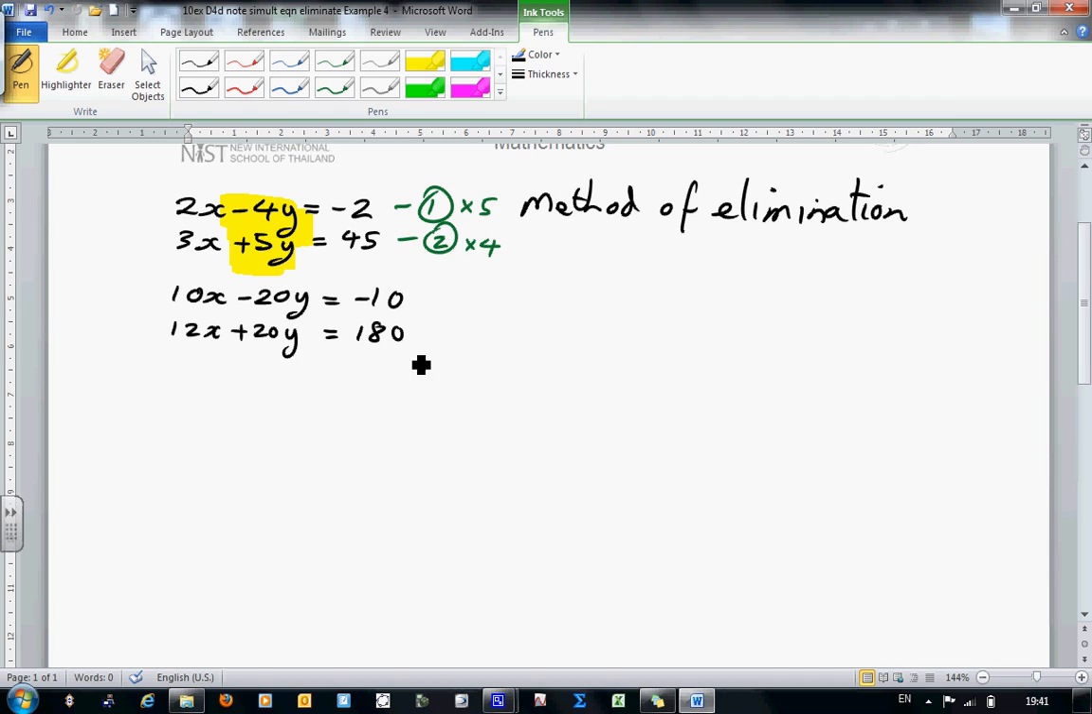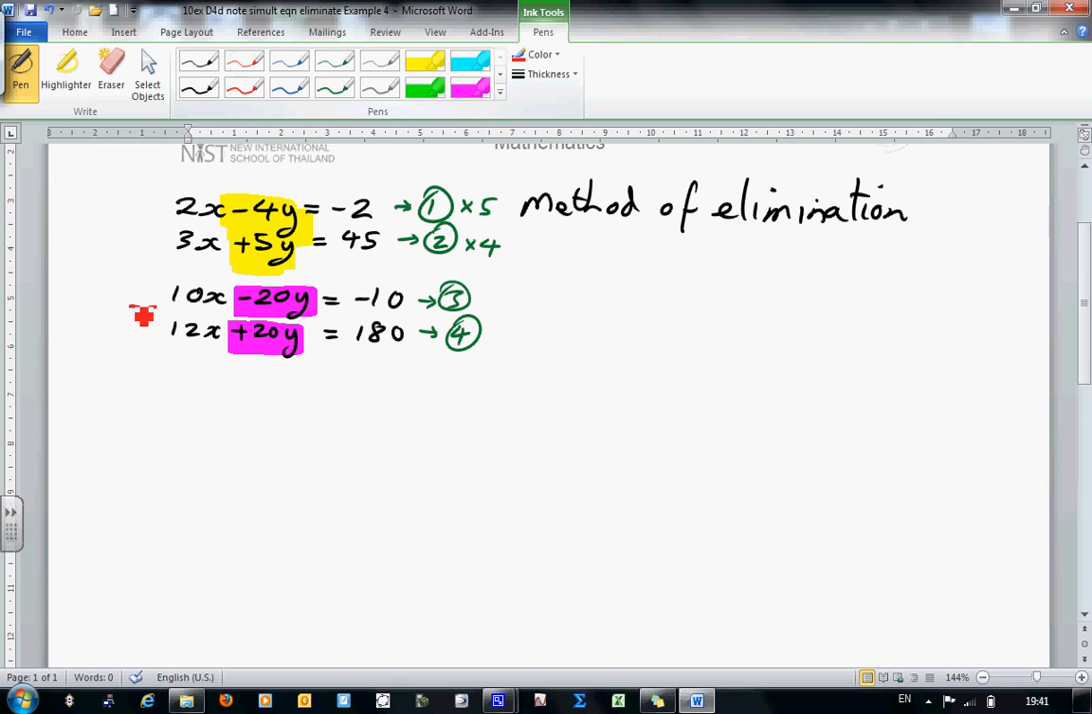Now, notice what we've done. We have two new equations, equation 3 and equation 4. If I look at those two, I've got negative 20y and positive 20y. One is positive, one is negative. How do I eliminate those two? Well, if I add them, you'll see what happens.